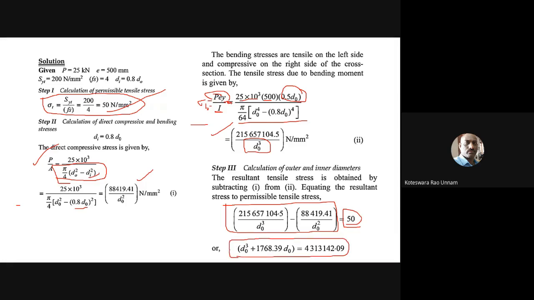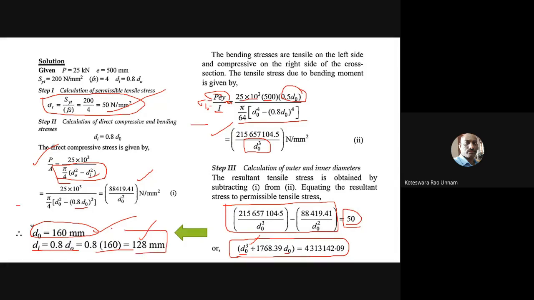If you solve this equation, you will get d naught. In this equation the only unknown is d naught. So you can calculate d naught from this equation. If you calculate that, you will get d naught as 160 mm. Once you have the d naught value, your di is 0.8 d naught. So from that you will get di as 128 mm. Like this you can solve the problem.